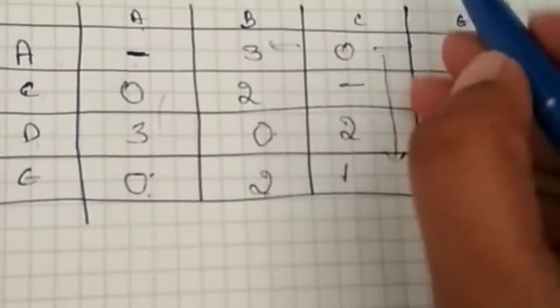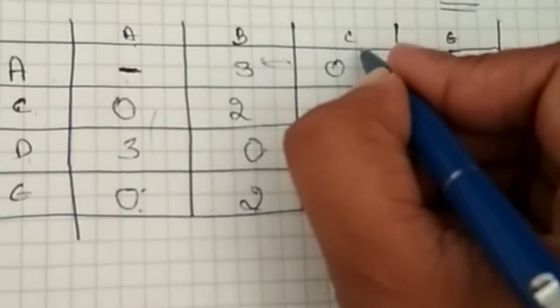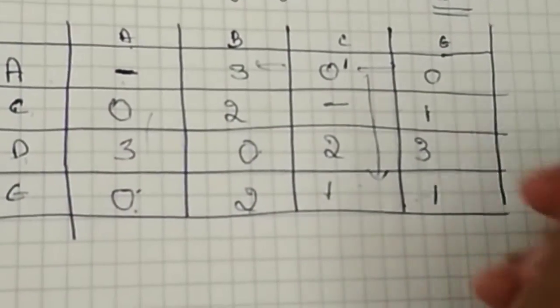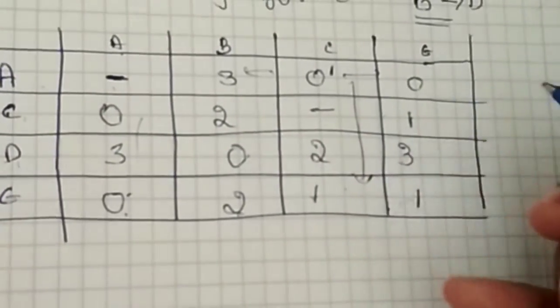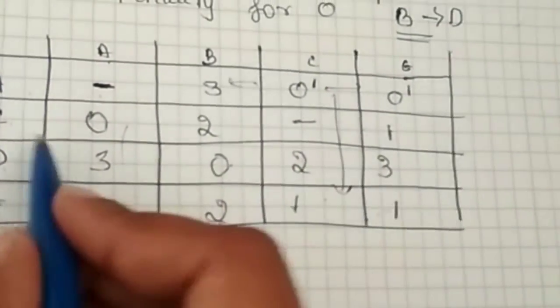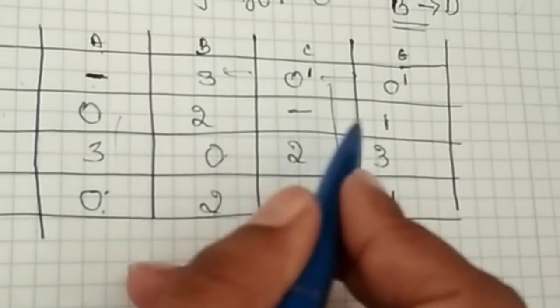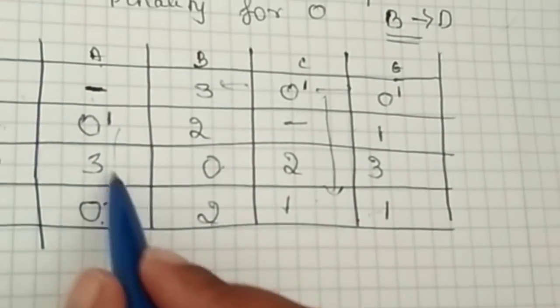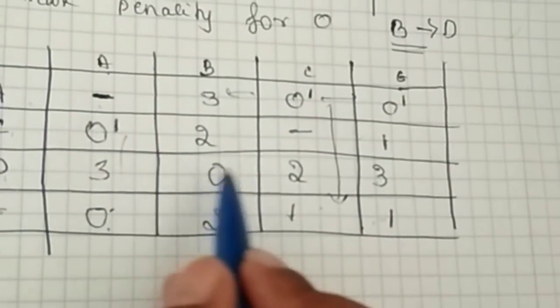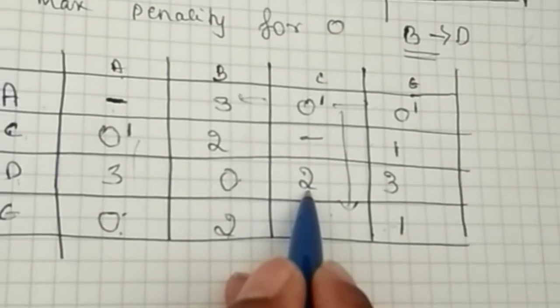So here, what is the penalty? This is penalty 1, right? For this, the penalty is again 1. So what is the penalty? 0 plus 1 is 1. This minimum is 2.